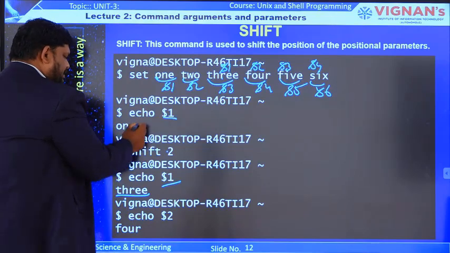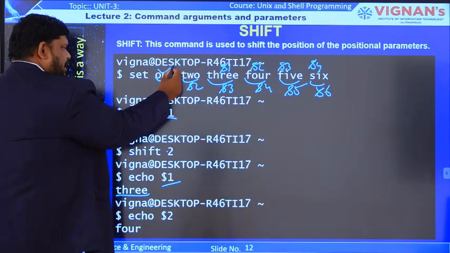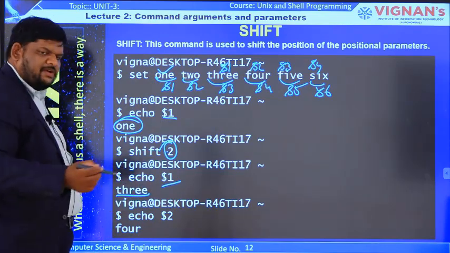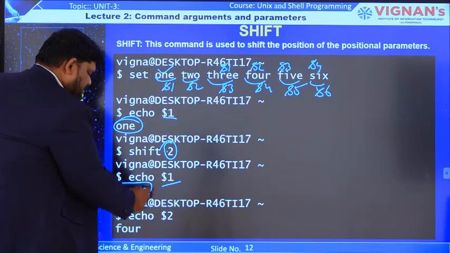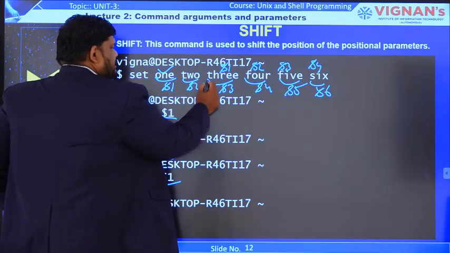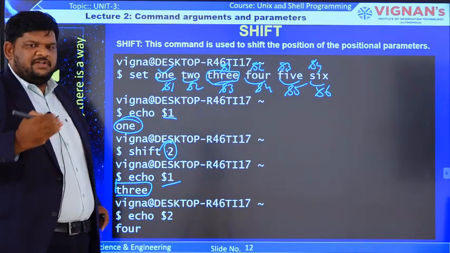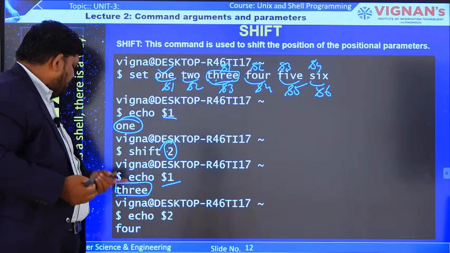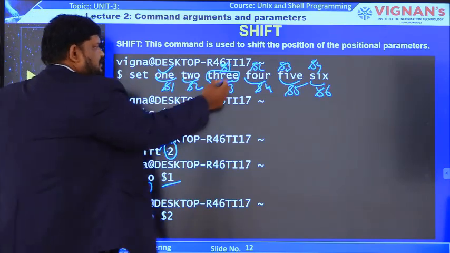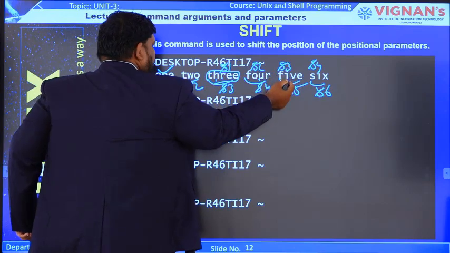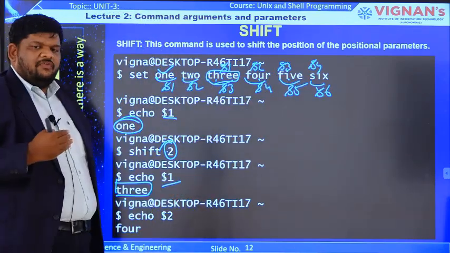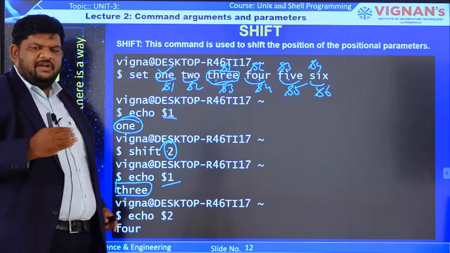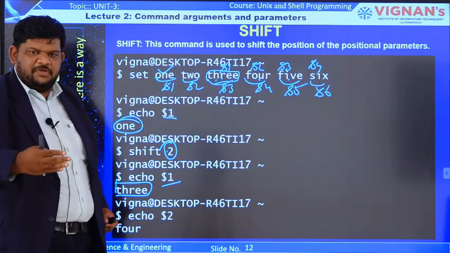Before the shift operator, $1 contained 1, the first argument. After shifting two positional parameters, if you print echo $1, the output is 3. That means the third argument is here, because we are shifting two positions, that's why $1 is pointing here. Similarly, if you print echo $2, $2 is pointing here, $3 is pointing here, $4 is pointing here. If you want to shift the positions of the positional parameters, it is possible through shift. If you write shift 1, it will only shift one place of the positional parameters.